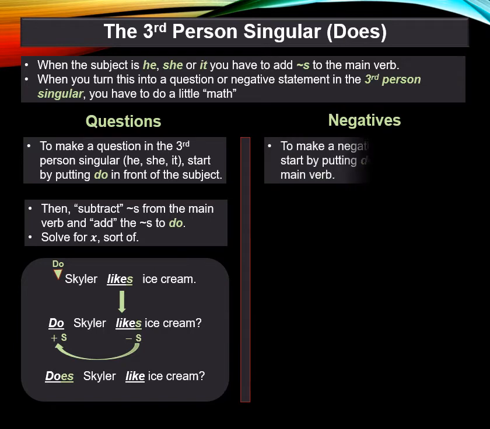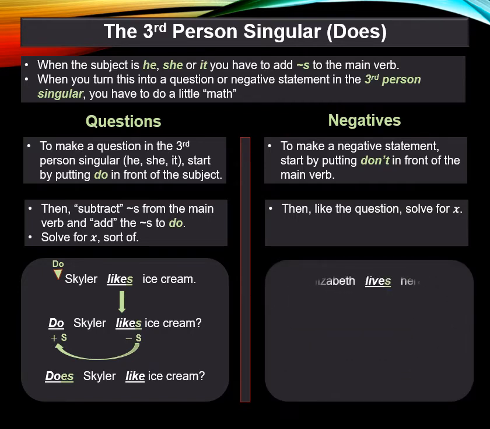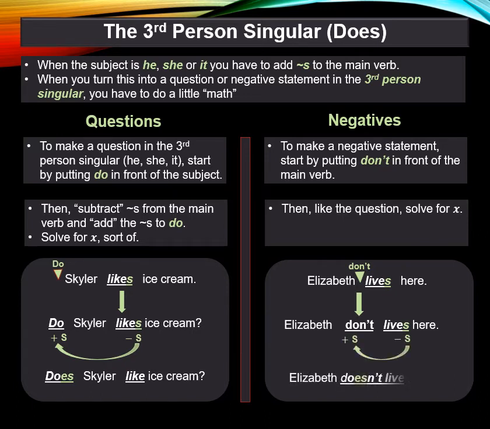For a negative statement, start by putting don't in front of the main verb, just like before. Then, like the question, solve for x. Elizabeth lives here. Drop in don't: Elizabeth don't lives here, but we're still not done. Subtract s from the main verb, then add it to don't. So the final negative statement is: Elizabeth doesn't live here.